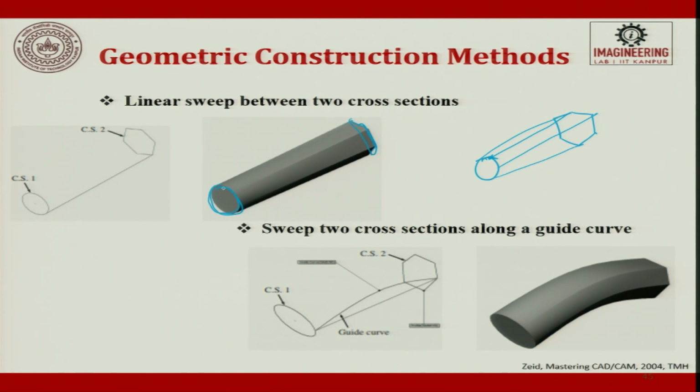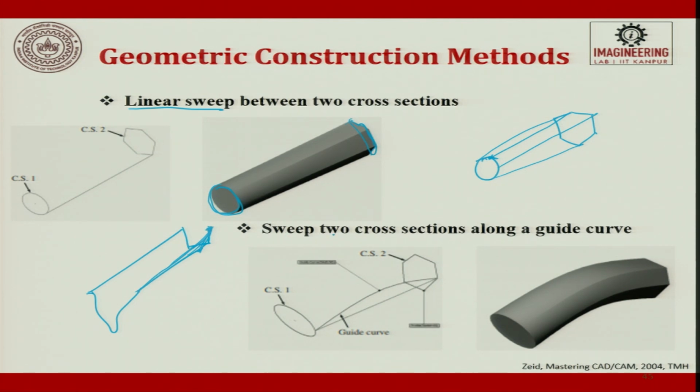So, if you want to draw pipes of varying cross sections and link them, linear sweep is the operation which we use. As I told you, again a channel attached to a rectangle here. If you want to do that, I think it is very easy to do through linear sweep.